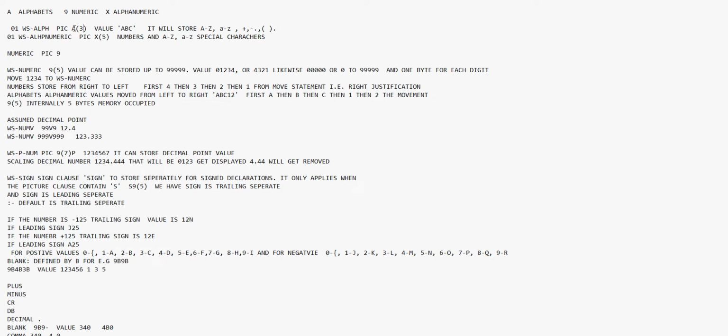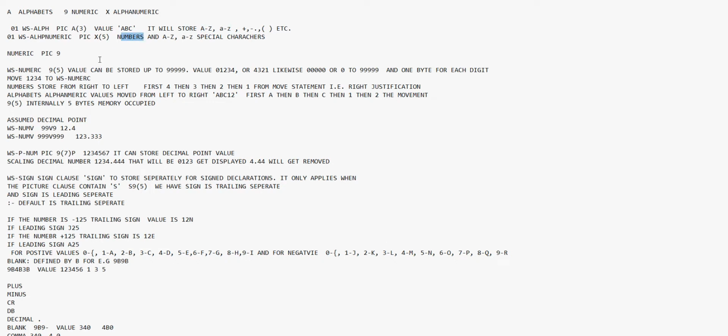This alphabetic data type will store uppercase letters, lowercase letters and special characters, okay, all special characters. And alphanumeric similarly will store alphabets, special characters, uppercase and lowercase letters, and also numbers 0 to 9.